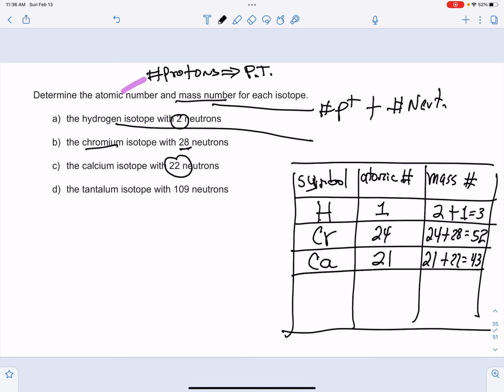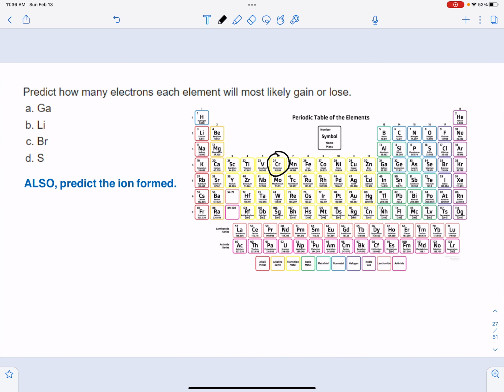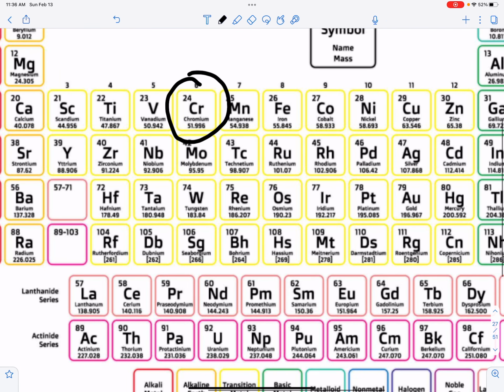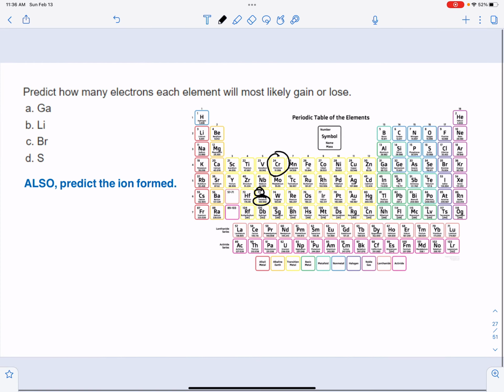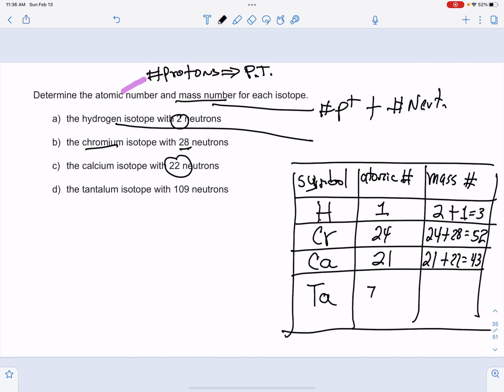And the last one, tantalum. I definitely don't know that one from memory. Let's find it. This probably is going to take me a little bit longer because I'm not used to this one. So I saw it right away, lucky day. 73, tantalum. So tantalum is atomic number 73, which means it has 73 protons plus 109 neutrons, which altogether is going to be 182 for the mass number.